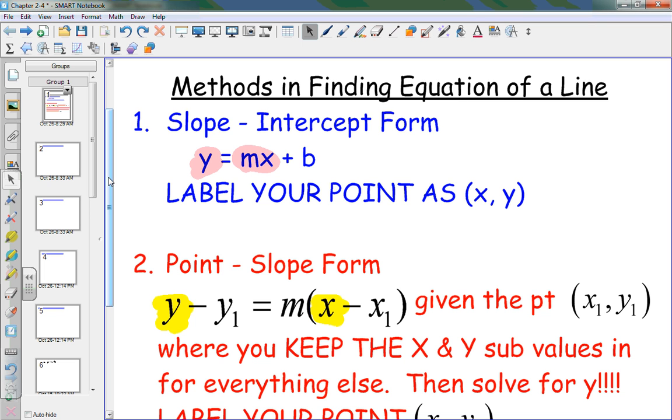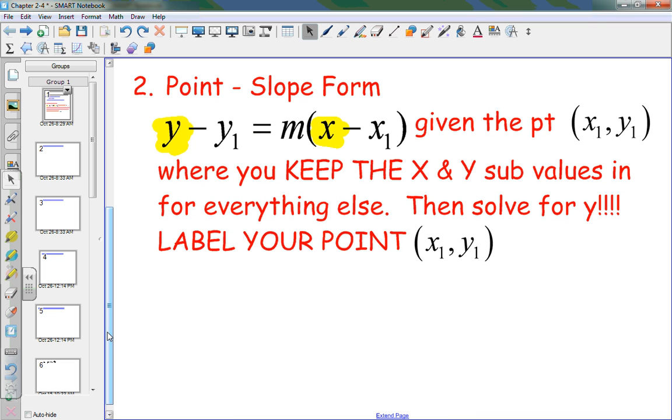Okay? Now, the next method is the point slope method, and it's y minus y1 is equal to m times x minus x1. You keep the x, the y, and everything else turns into numbers. Then, what are you doing to find your answer? You are solving for y. When you solve for y, you're completely done. So how many times do I have to plug and chug on this one? Once. And then I can find my answer immediately. The difference is I'm going to label my point as x1, y1.